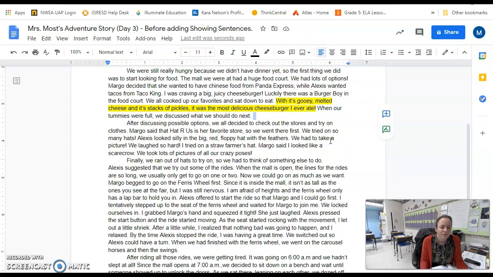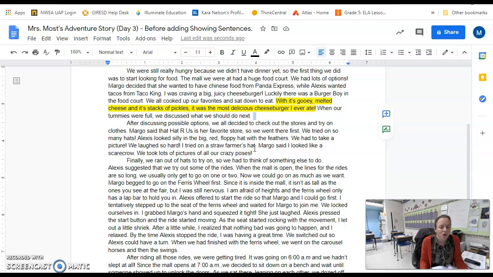Let's see if I can find one more. After discussing possible options, we all decided to check out the stores and try on clothes. Margot said that there was a typo there. Hat R Us is her favorite store, so we went there first. We tried on so many hats. Alexis looked silly in the big red floppy hat with the feathers. We had to take a picture.